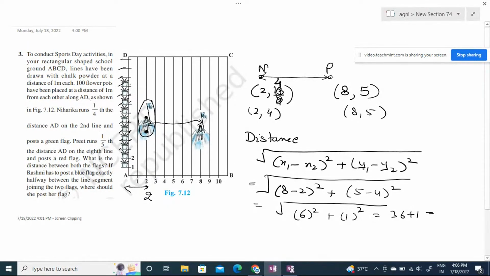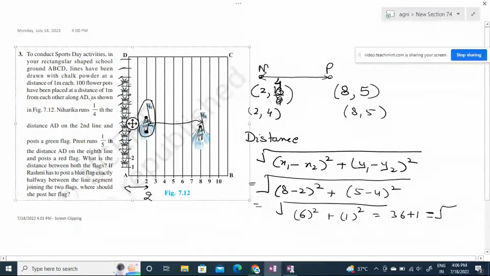I will check it later. If I take 13 by 4, 100 flower pots have been placed at a distance of 1 meter. Okay.